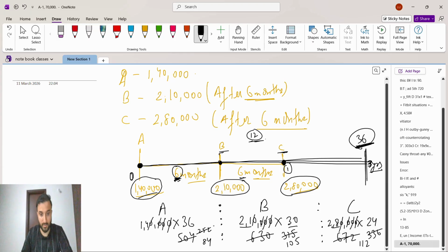Again, 84 will divide by 3. 84 divided by 3, 28. 105 divided by 3, 35. 112 divided by 3. Oh, come on. 84 is to 105 is to 112.